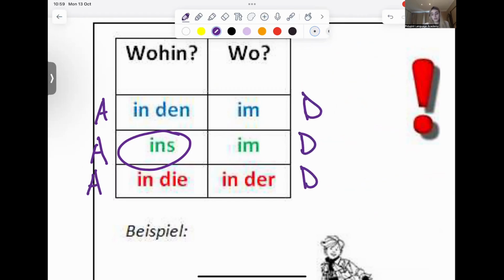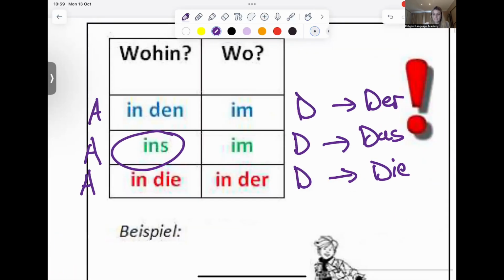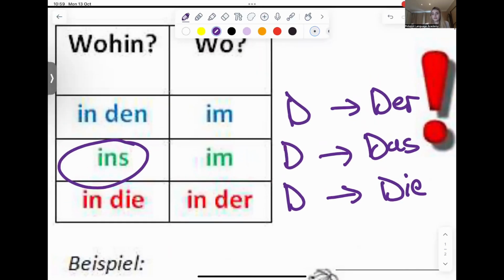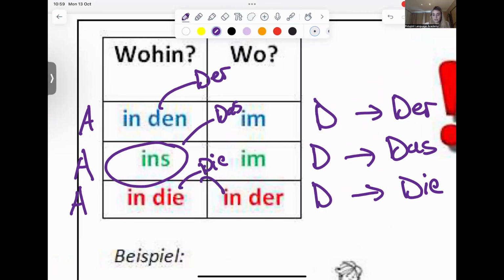Okay. And the blue is obviously for der. The green is for das. And the last one is for die. So, yeah. Okay. Oh, and this is kind of confusing when I wrote there. So just blue is der. This one is das. And this one is die for the colors, right? Does that make sense?